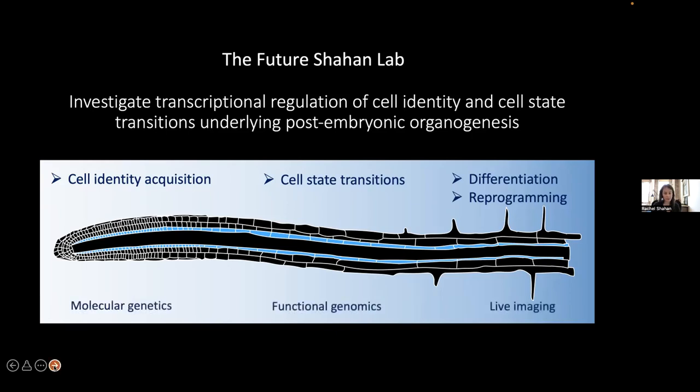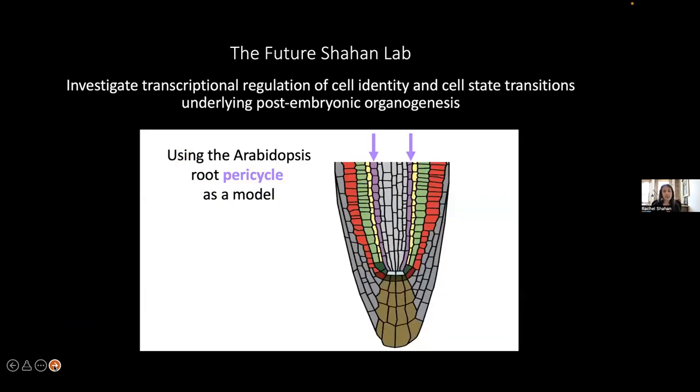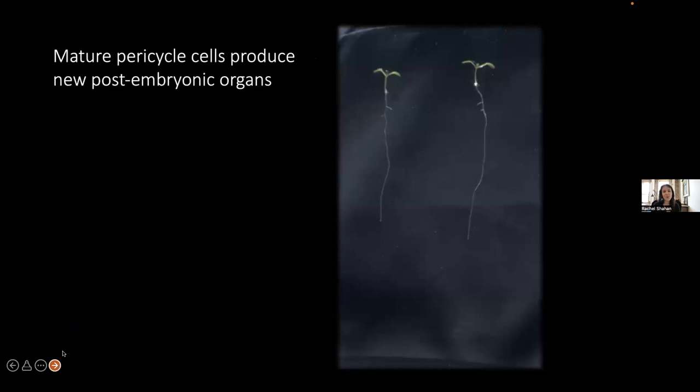And we will do this with a combination of molecular genetics and functional genomics, including, but not limited to, of course, single cell RNA-seq and live imaging. In particular, I'm interested in starting out by using one cell type as a model. That cell type is the pericycle, which is shown here in purple at the tip of the root. The pericycle, I think, is very beautiful. It's so interesting because it is the only cell type in the Arabidopsis root that's capable of producing new post-embryonic organs, and those new organs are lateral roots.